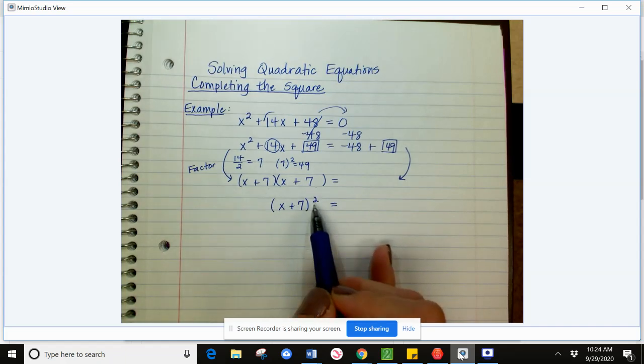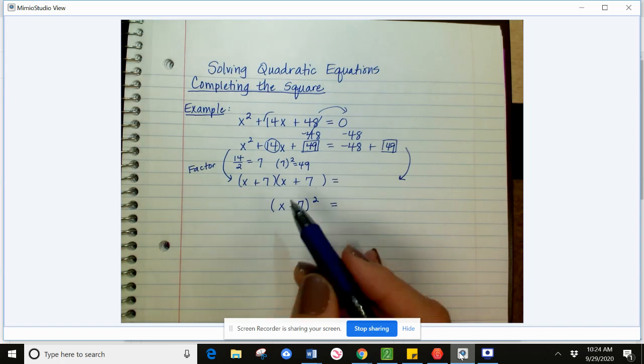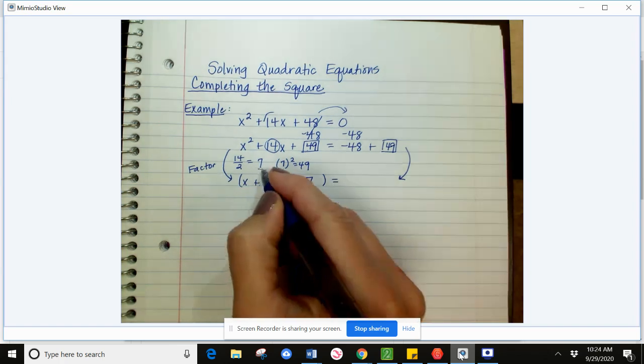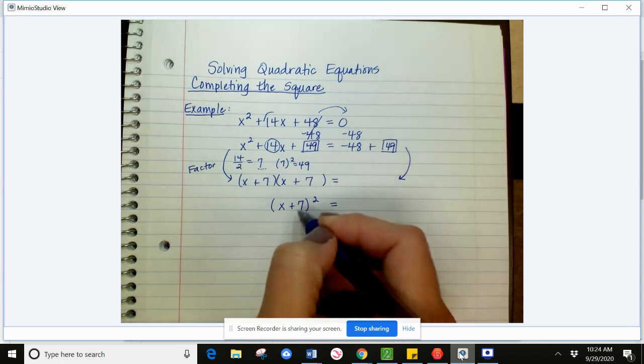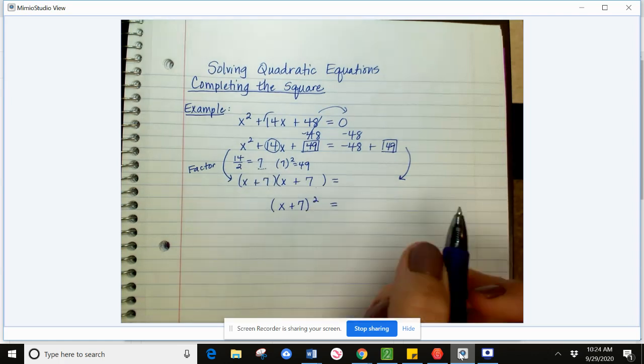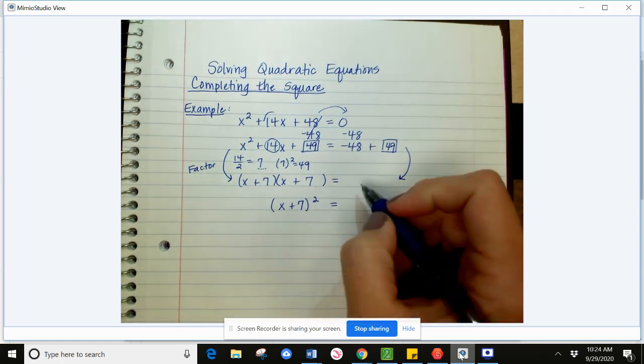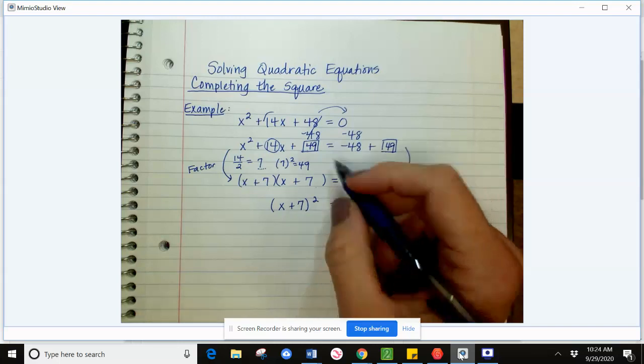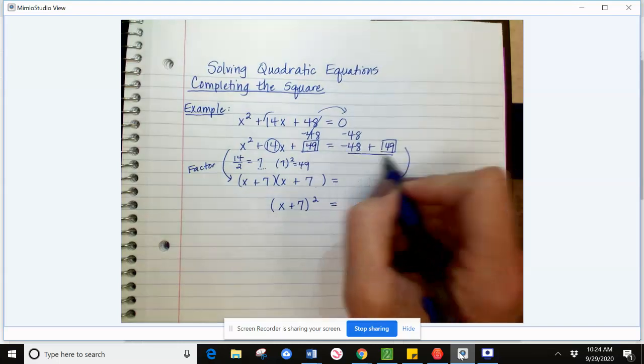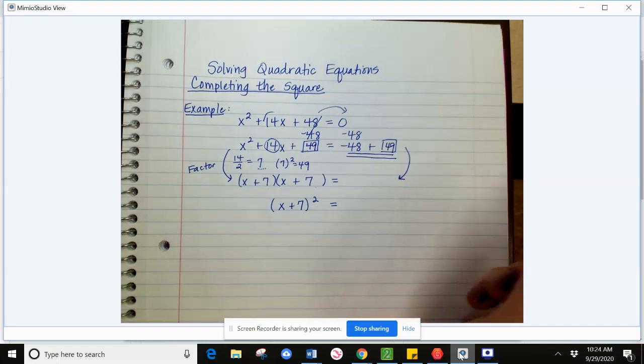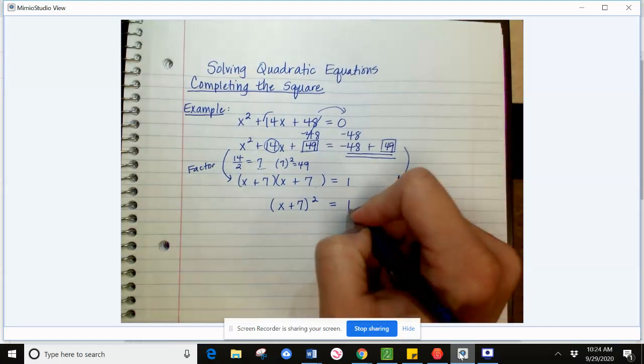All right, you'll also notice maybe that the number we got when we took half also just so happens to be the number that ends up in our factors. So that is no coincidence. That will also happen every time. All right, we factored the left. Now what we want to do is just simplify on the right, and the negative 48 plus 49 is 1. And we're done with that part.